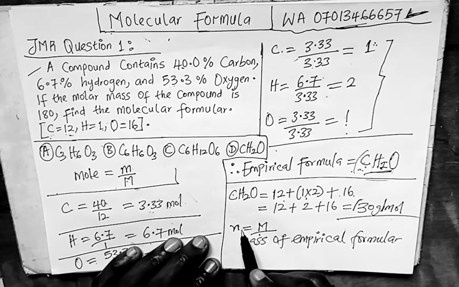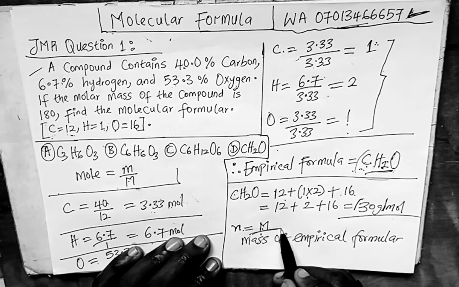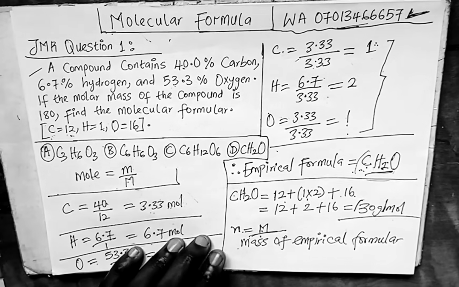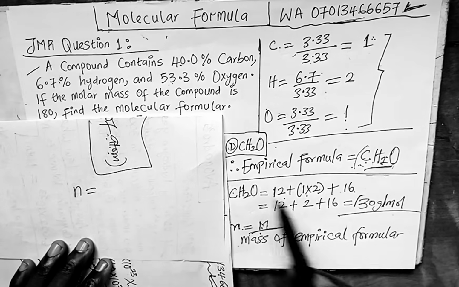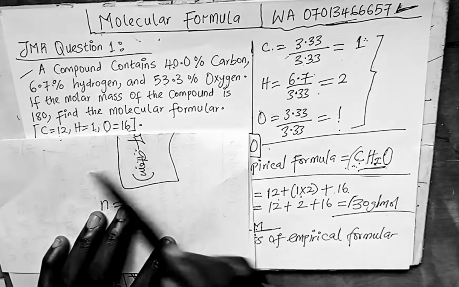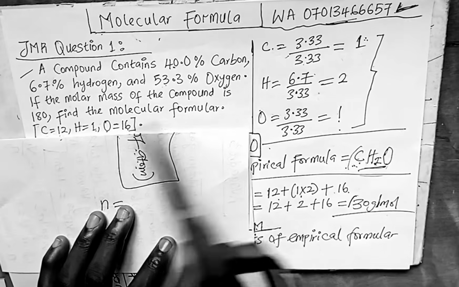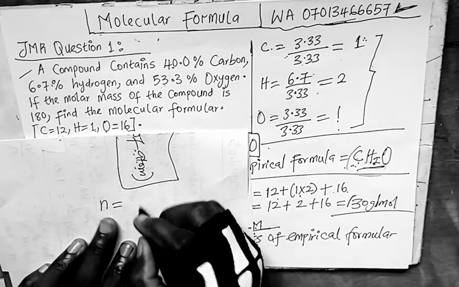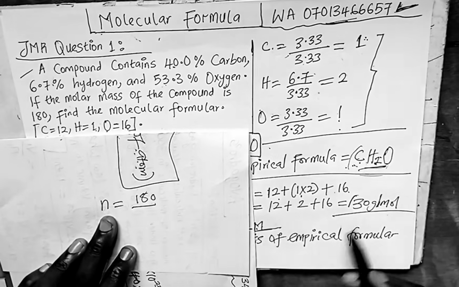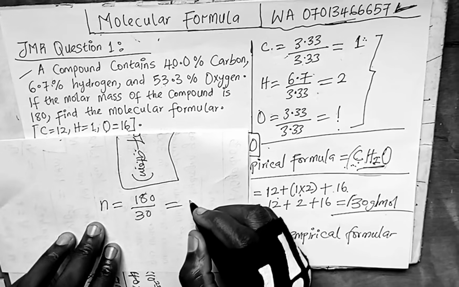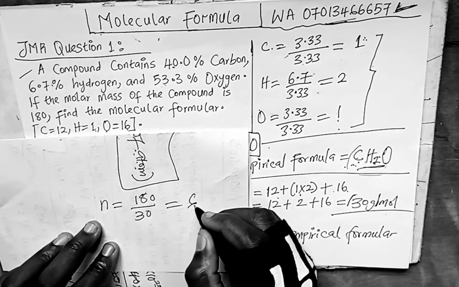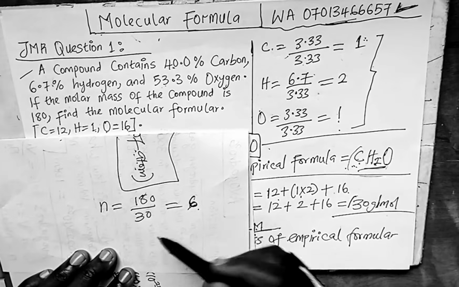The mole is equal to the molar mass over the mass of the empirical formula. So to finish this up, N is equal to, what is the molar mass? The molar mass of the entire compound. It was mentioned in the question: if the molar mass of the compound is 180. So 180 over the mass of the empirical formula, 30. 180 divided by 30 will give us 6. So 6 is the number of mole.